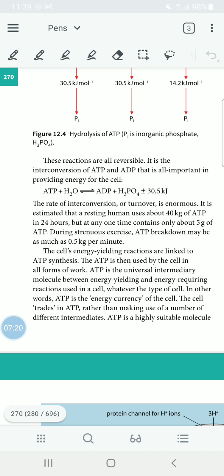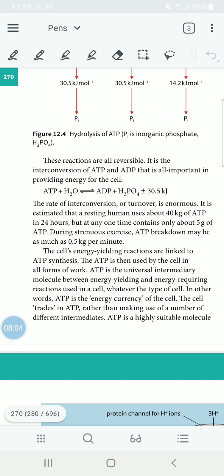The cell's energy yielding reactions are linked to ATP synthesis. Energy yielding means energy producing. The ATP is then used by the cell in all forms of work. So the ATP will be transferred throughout the cell, and wherever it is required, it can be reconverted back into ADP and energy can be taken in. So ATP is the universal intermediary between energy yielding and energy requiring reactions. That means when you produce energy, that energy will be taken up by ATP, and ATP goes to the place where the energy is required, and for that reaction it takes part, it gives away the energy.